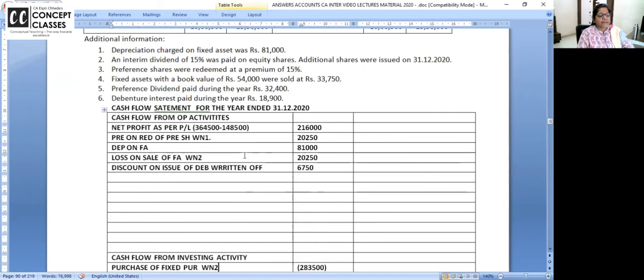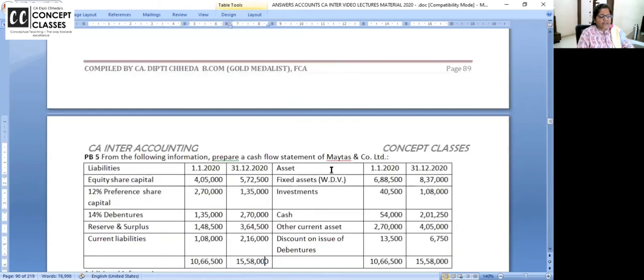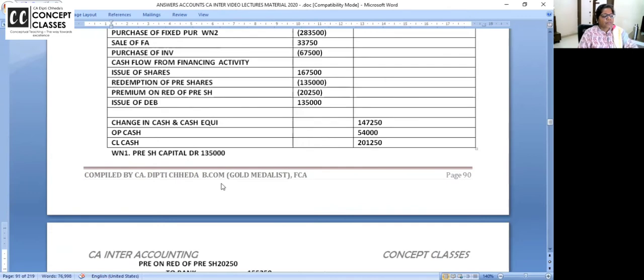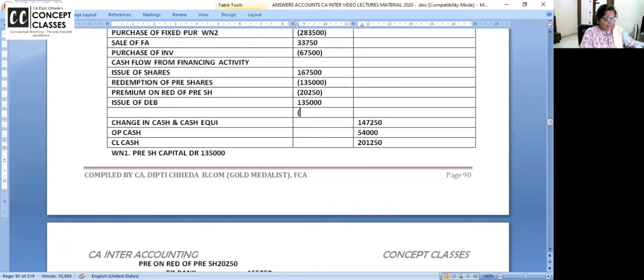Now I want to go to adjustment number 1, depreciation. Have we completed? Yes. Interim dividend is paid 15% and additional shares are issued on last. So definitely interim dividend 15% किस पे पे करेंगे? Opening पे. 4,05,000 into 15%. 4,05,000 into 15% is coming in bracket 60,750. Are you all with me? Where should I write it? Which activity should I write it in?